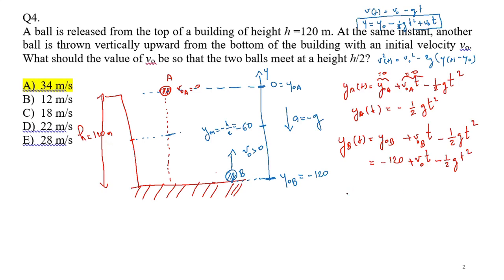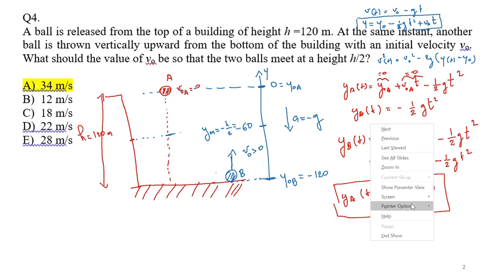Now, of course, when they meet, YA is equal to YB, because they meet at the same time, at the same position, okay? So that means YA of t, let me write it in blue here.